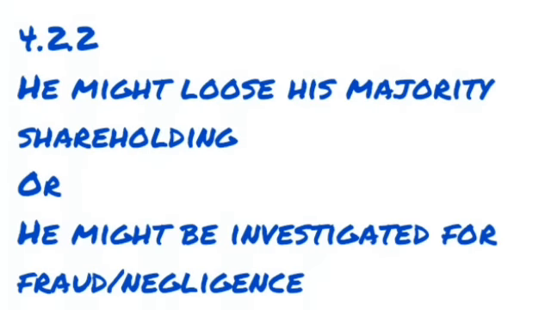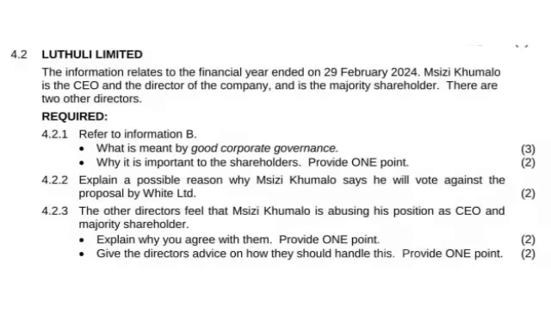So the reasons might be that he's afraid that he will lose his majority shareholding, because remember, he's the majority shareholder as well. He's not only the CEO. The second possible reason could be he might be investigated for fraud, because if another company is coming in and this is a company with good corporate governance, he's probably afraid that it will blow his cover and he will be investigated for fraud and negligence. You were just to give one answer. I just gave you two options just in case.